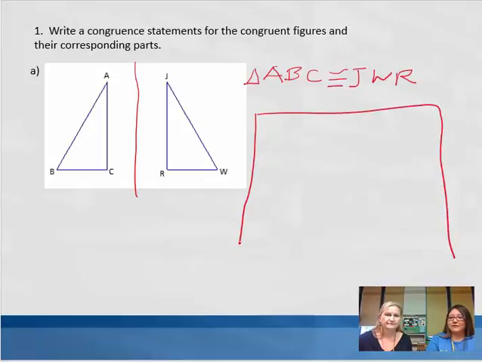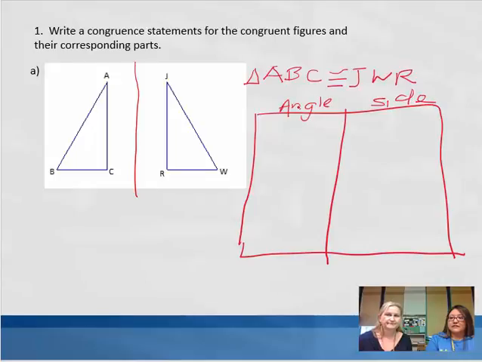Okay, so we'll continue, and the way I'm going to set this up, I'm going to do a table. Hopefully that is helpful. So on this side, we're going to have our angles and then our sides. So for our angles, we have angle A is congruent to angle J. Angle B is congruent to angle W, and angle C is congruent to angle R. Very good. Awesome.